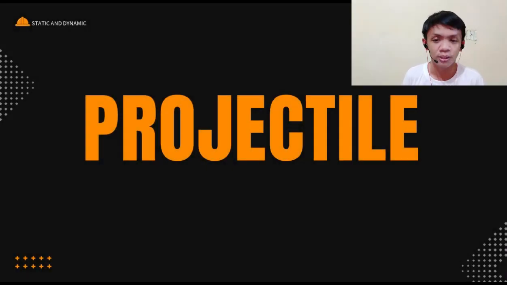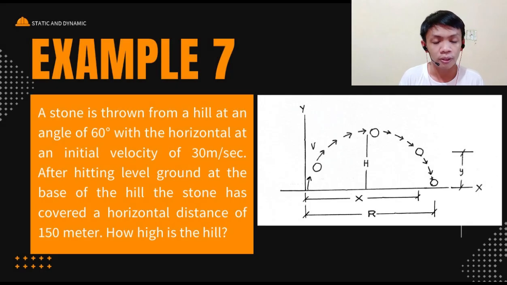So, for the last lesson of this subject, we have the flights of projectile. For the example for projectile, we have a stone thrown from a hill at an angle of 60 degrees with the horizontal at an initial velocity of 30 meters per second. After hitting level ground at the base of the hill, the stone has covered a horizontal distance of 150 meters. How high is the hill?